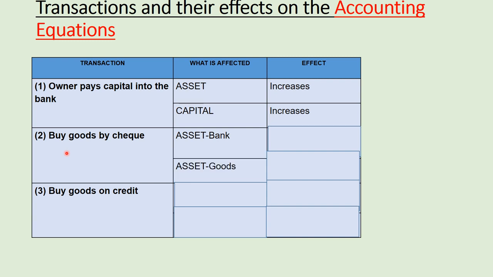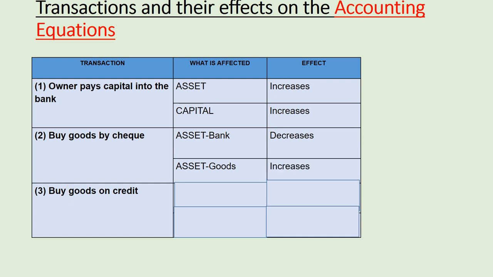So we have assets in terms of the bank and assets in terms of goods. Now, how have these assets in terms of the bank been affected? Money has been used to buy goods, meaning that the amount of money that was in our bank account has reduced. So assets in terms of the bank have decreased, and assets in terms of goods are going to increase since we have bought more goods.